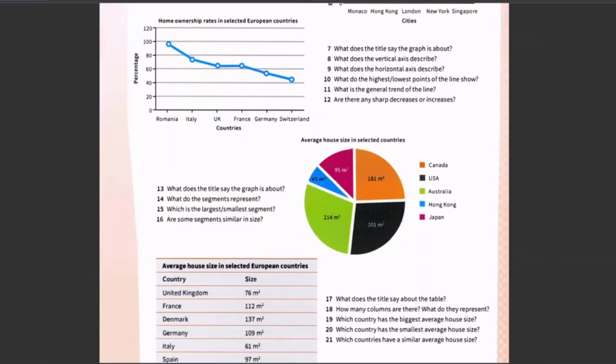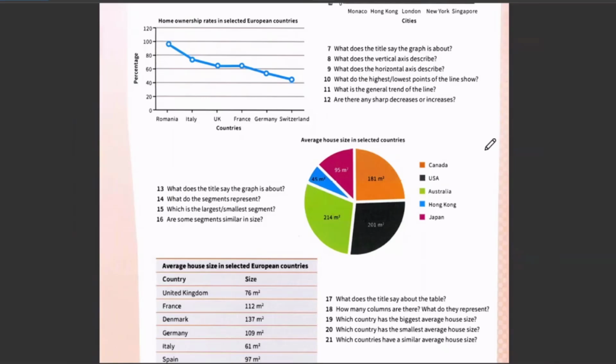Very good. Okay, next is number 8. What does the vertical axis describe? The vertical axis describes the percentage rate of home ownerships. Okay, when you are using percentage, you do not give rate, okay? So the vertical axis describes the percentage of people owning their homes, or owning their own homes, or the percentage of people who are owning a house.